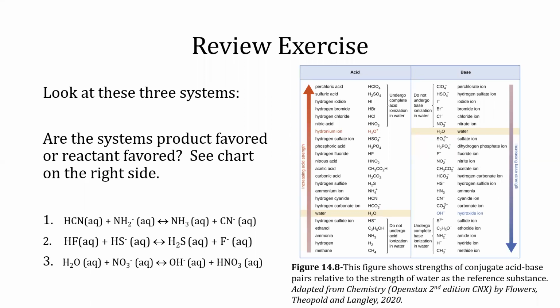1, HCN plus NH2- forms NH3 plus CN-. 2, HF plus HS- forms H2S plus F-. 3, H2O plus NO3- forms OH- plus HNO3.